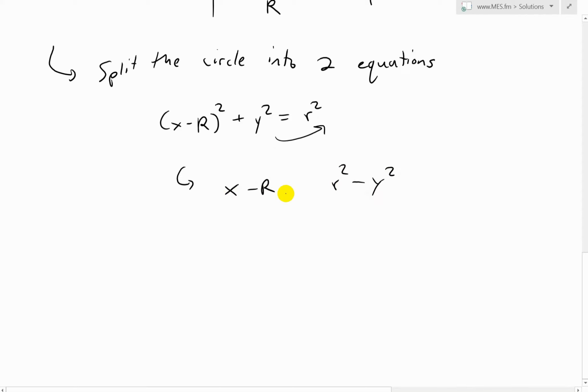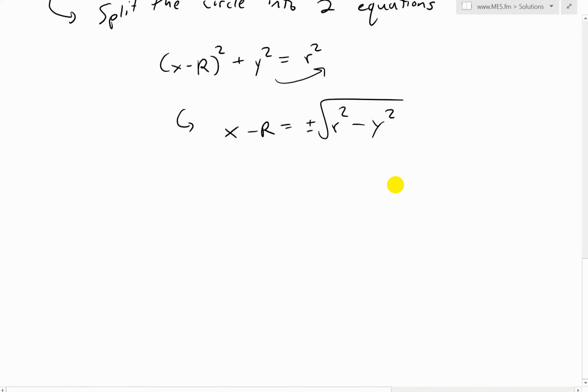What we end up having is it's a plus or minus, so this equals plus or minus the square root, because this x minus r could be positive or negative, and then when you square it, it becomes positive. So this has to be positive or negative. That's why we have two equations. So what we end up having is x equals r plus or minus, and then this is going to be the square root of r squared minus y squared. Yeah, so this is how the function is.